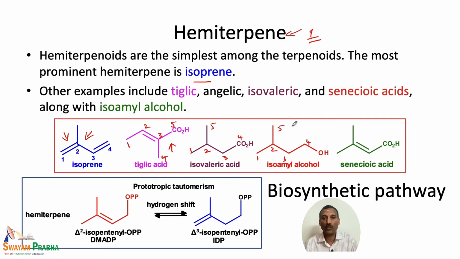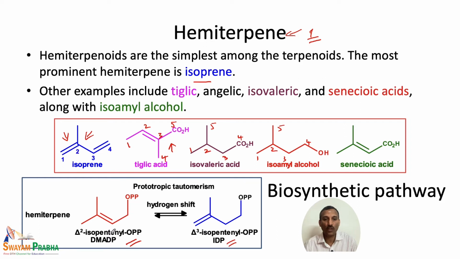So, all these compounds belong to the hemiterpene class. When we talk about the biosynthetic pathway for the formation of these kinds of terpenes, two basic units are involved in the formation of these isoprene derivatives, such as tiglic acid, angelic acid, isovaleric acid, etc. They are formed from these two starting materials.